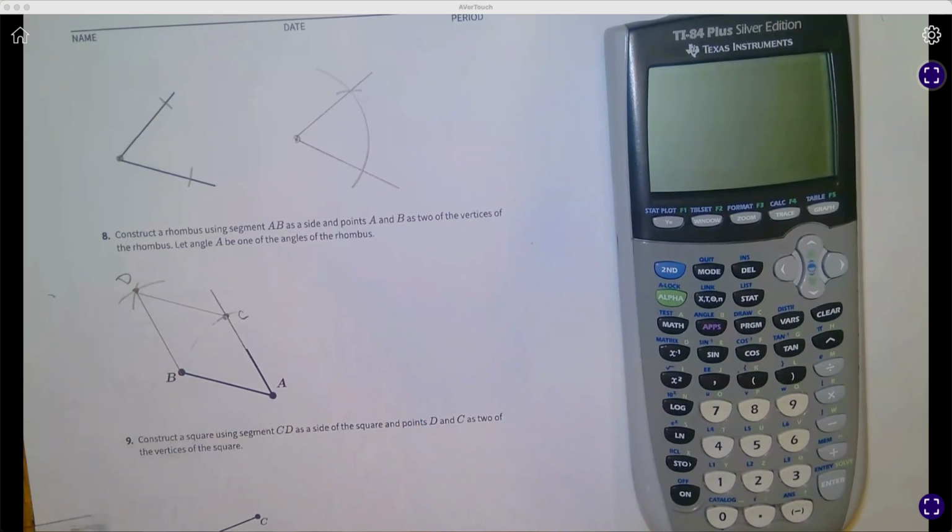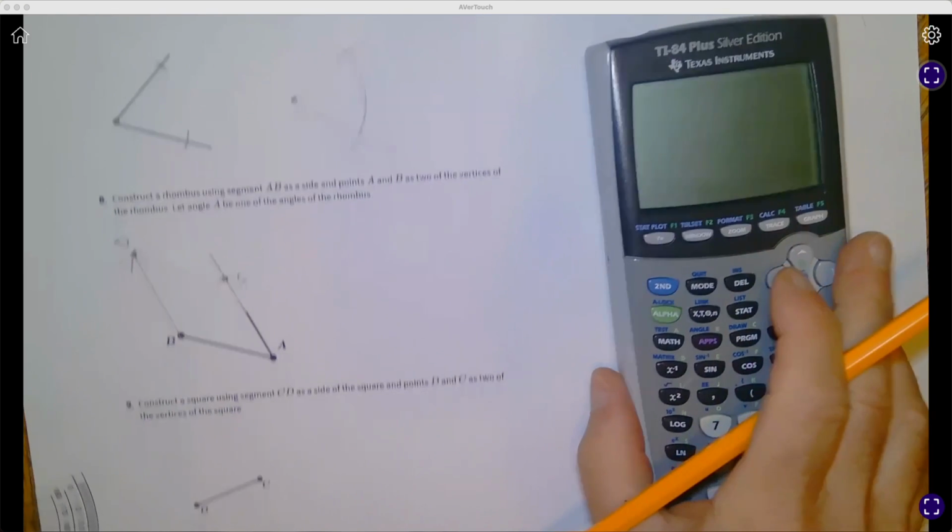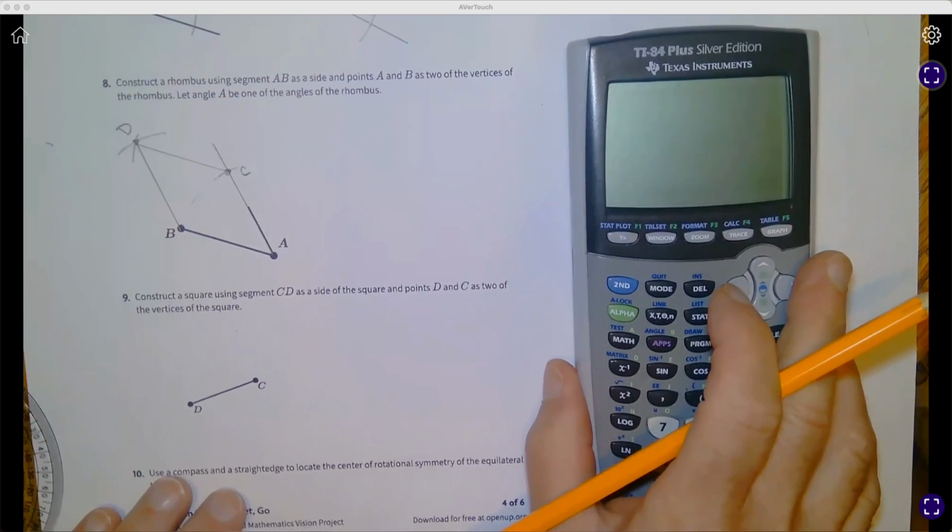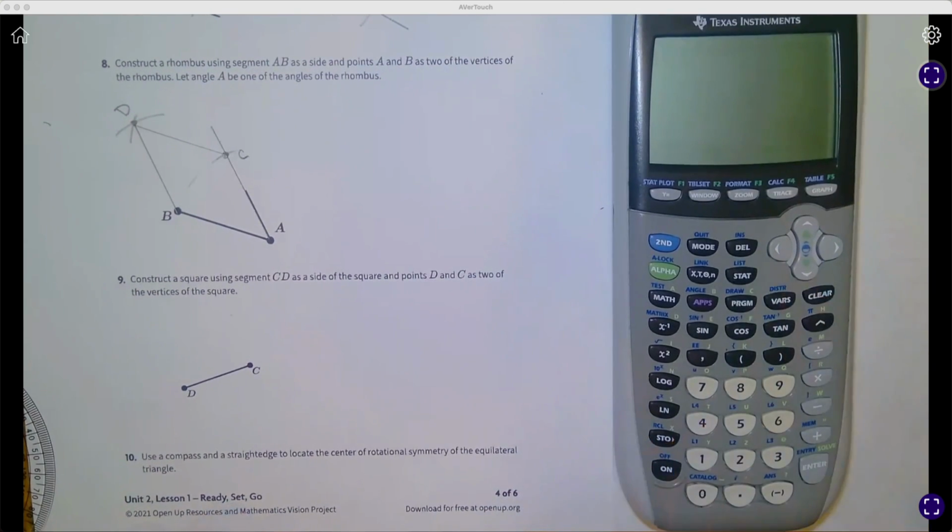Right, yeah. That is a rhombus. Ooh, that's a pretty rhombus. A, B, C, D. All right, I like that. Okay, let's keep going. This is fun. I like constructions. I think they're fun. I hope you're enjoying it as well.